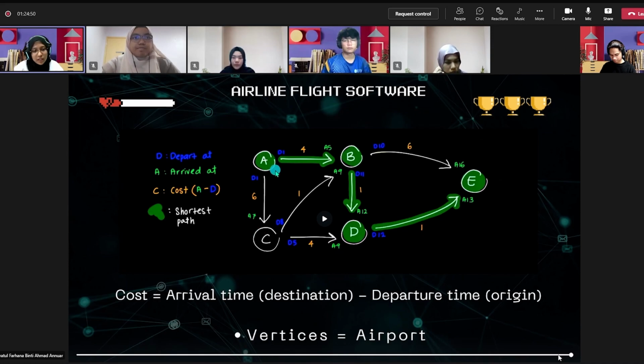The cost taken from A to C is 6. So the origin airport is at A and the last destination is at E. So our target is E. Now we need to know the earliest time from A to E.